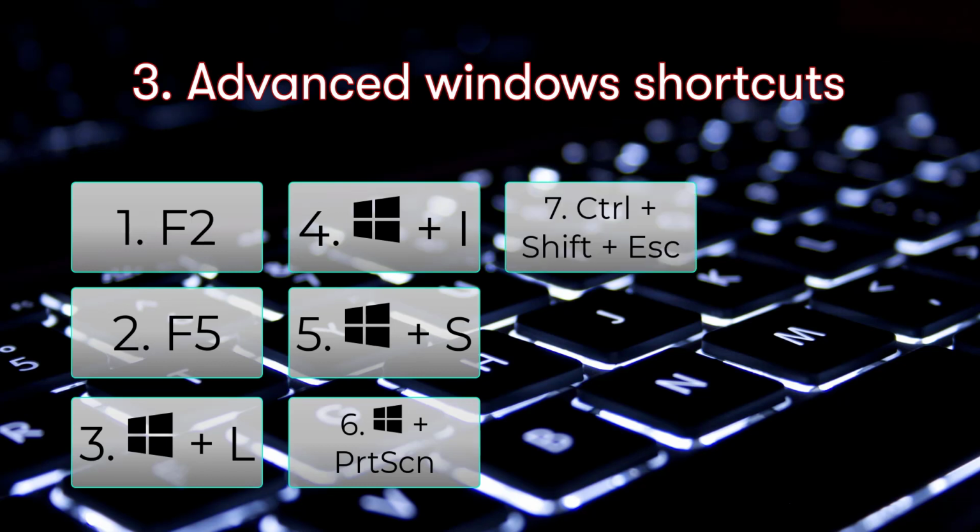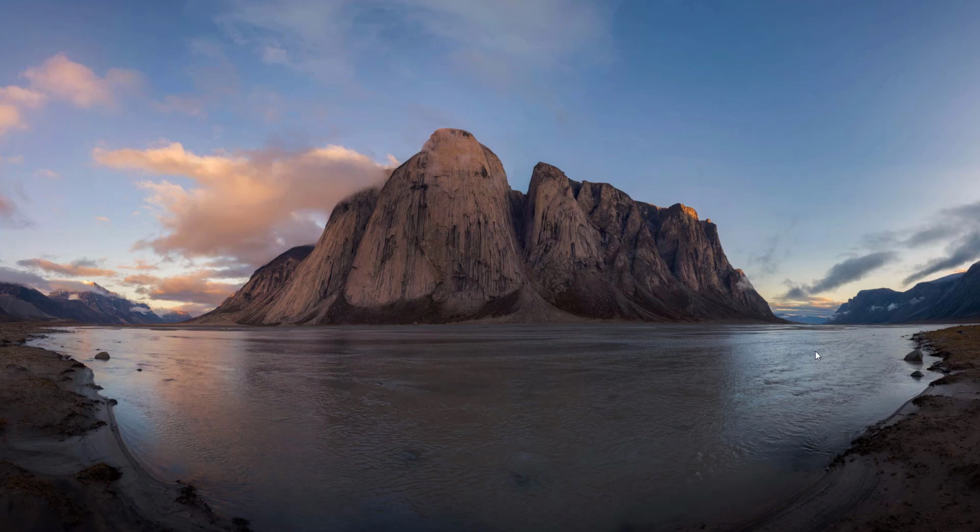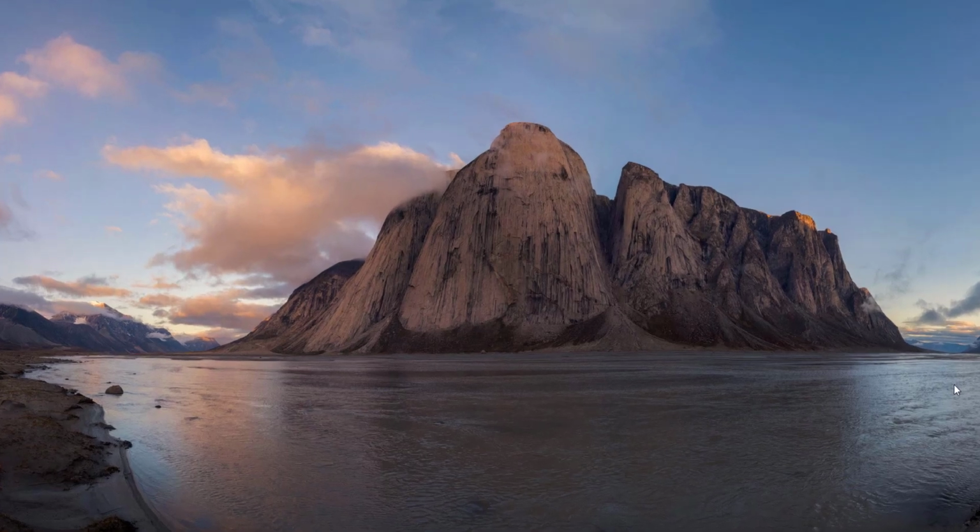7. Ctrl Shift Escape. This shortcut will run Task Manager, no matter what program you're using. Task Manager is the window into everything running on your Windows system. Okay, now I want to open Task Manager, so Ctrl Shift and Escape.